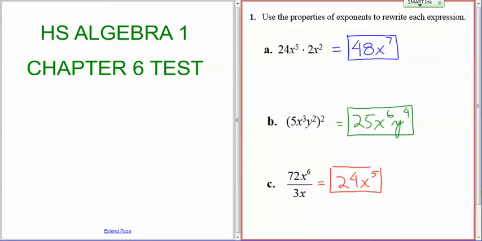This one here is 24x to the 5th, because 72 divided by 3 is 24. And x to the 6th divided by x is x to the 5th. Again, I know that when you're dividing numbers with the same base, x and x, I subtract their exponents. 6 minus 1 is 5.